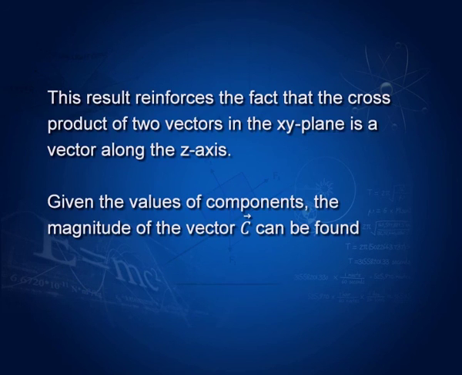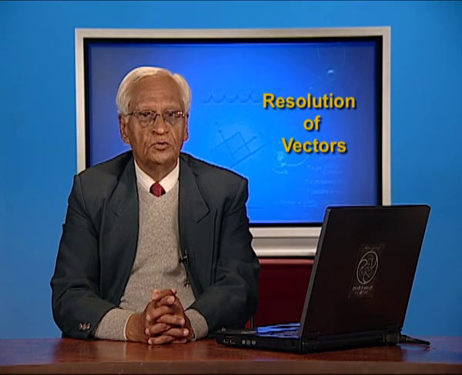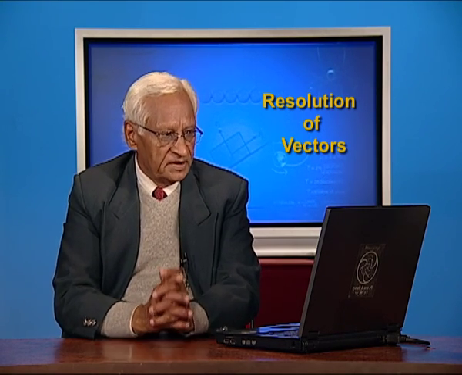This result reinforces the fact that the cross product of two vectors in the xy plane is a vector along the z axis. Please remember this. If the vectors are in the xy plane, then their cross product has to be in the z direction, either this way or that way. Since this is going to be used by you very often, this is a very important concept. So, let me repeat this.